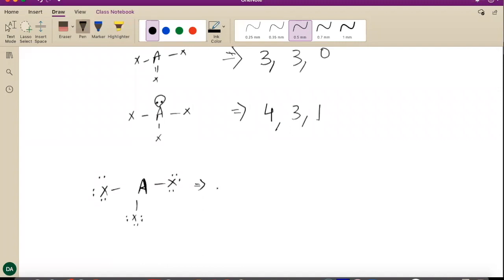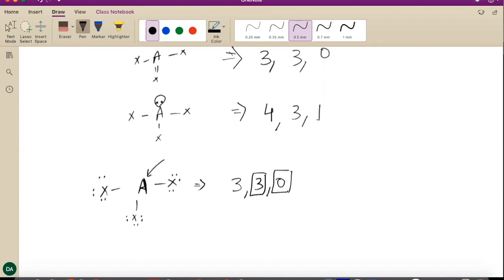So tell me, for this case, what will you say? Total, how many neighbors does A have? 3. Out of which, how many are bonded? 3. And then how many lone pairs? 0. So this is what you need to realize, that the lone pairs and the bonded ones are only for the central atom. Our focus is on the central atom and nowhere else.